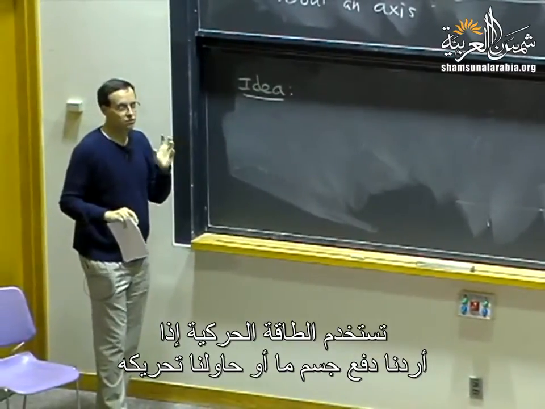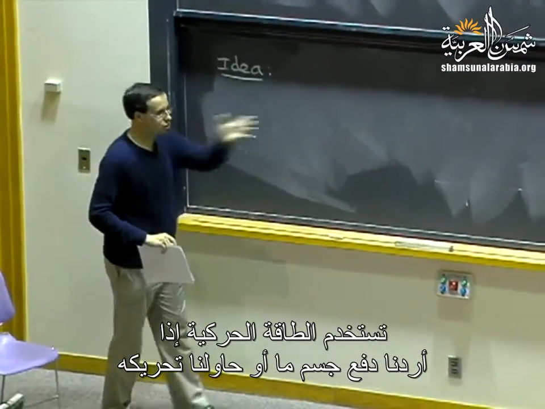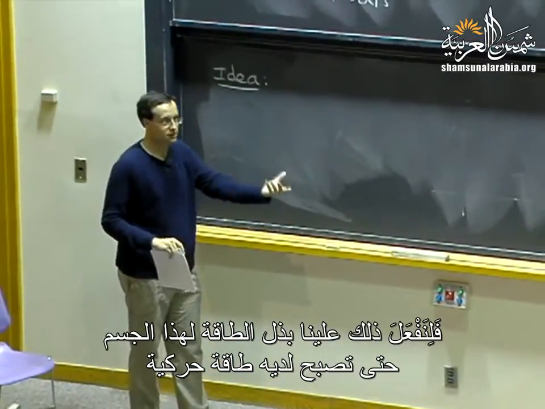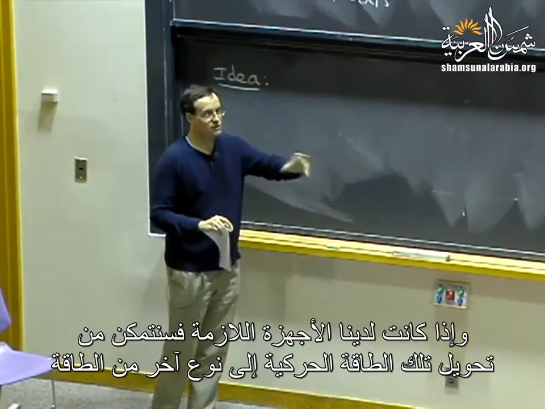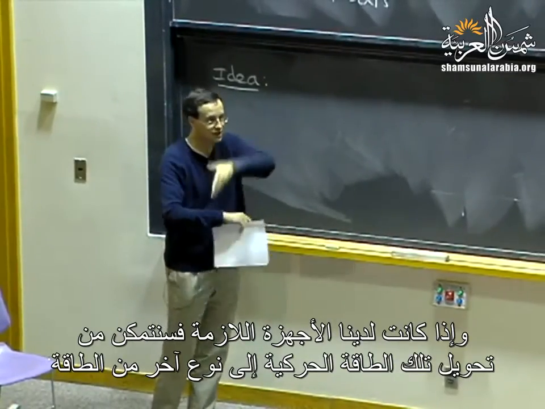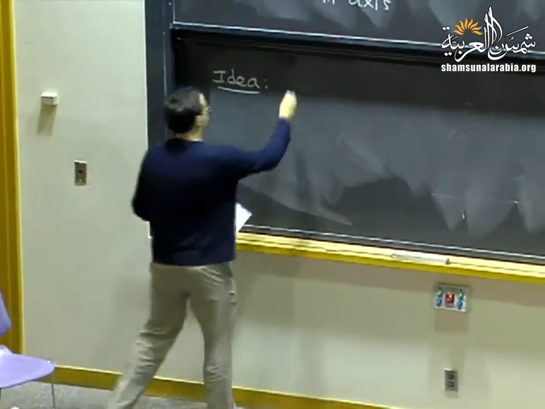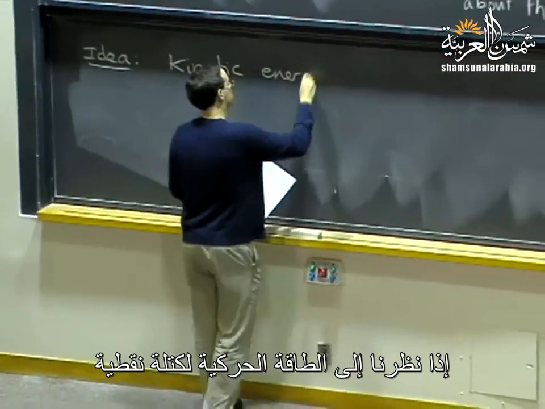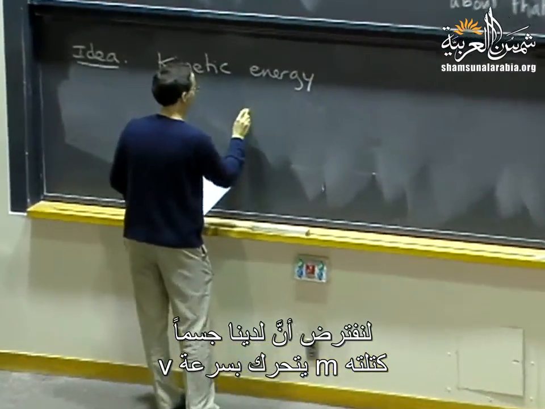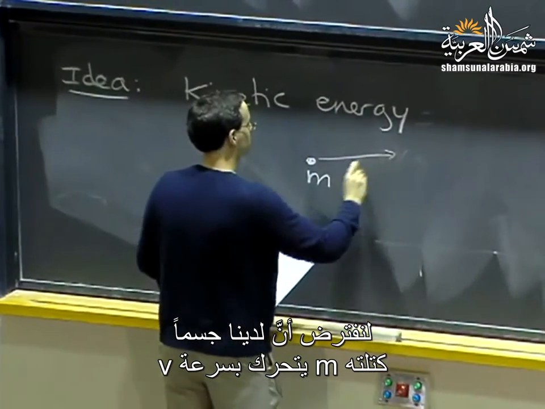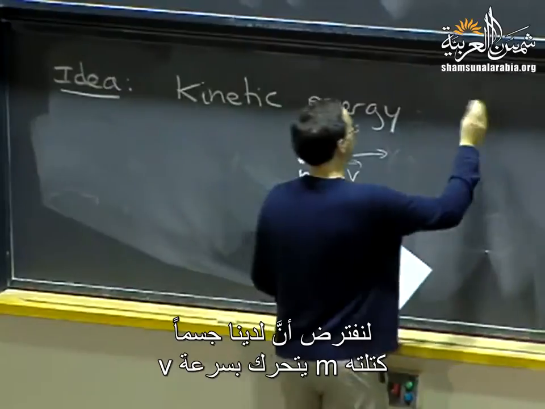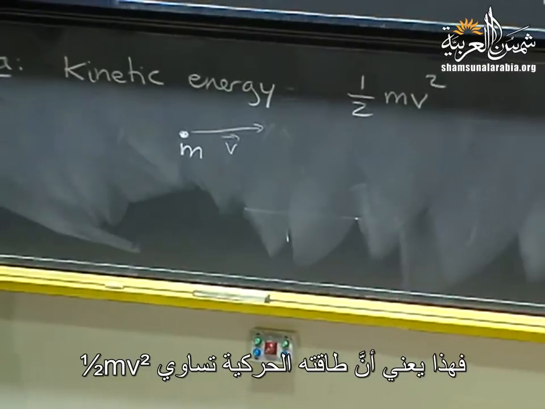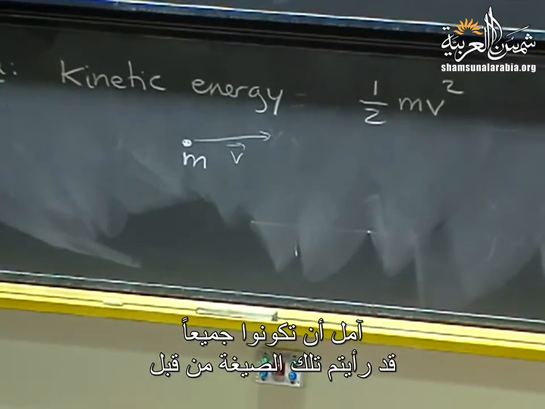Kinetic energy is really what, when you push something or when you try to make it move, you have to provide some energy to it, and then it has kinetic energy. And if you have the right device, then you can convert that kinetic energy back into something else. So if you look at the kinetic energy of a point mass, you have something with mass m going at velocity v, well, that will be 1/2 of the mass times the square of the speed. Hopefully you've all seen that formula sometime before.